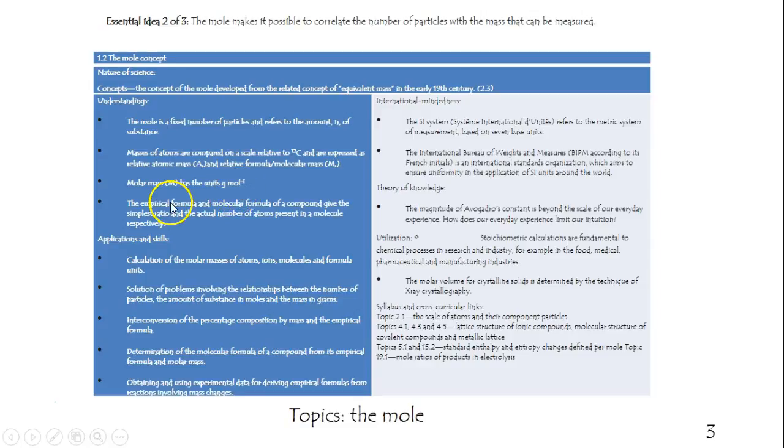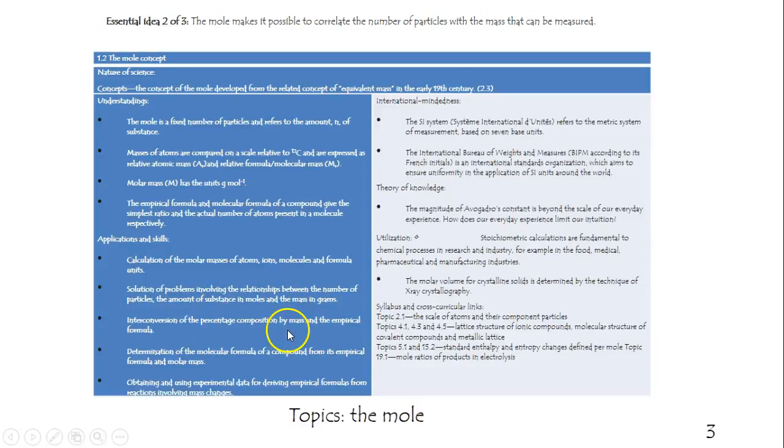The empirical formula and the molecular formula give us the simplest ratio and the actual number of atoms present in a molecule respectively, and we'll be doing, if we haven't already, lots of questions on empirical and molecular formula. How is this applied? Well, calculation of the molar masses of atoms, molecules, and formula units is something you should be able to do. You should be able to solve problems that involve the relationship between the number of particles, the amount, and the mass in grams. So gram to gram conversions, gram to molecule conversions, all of them.